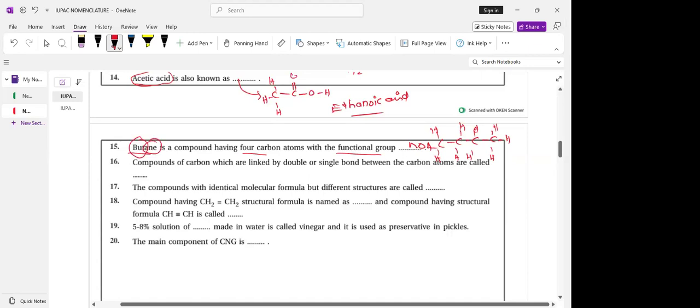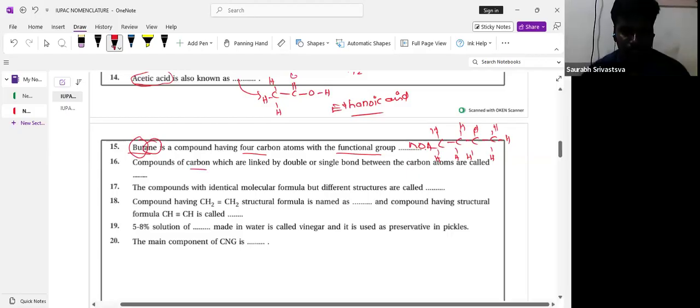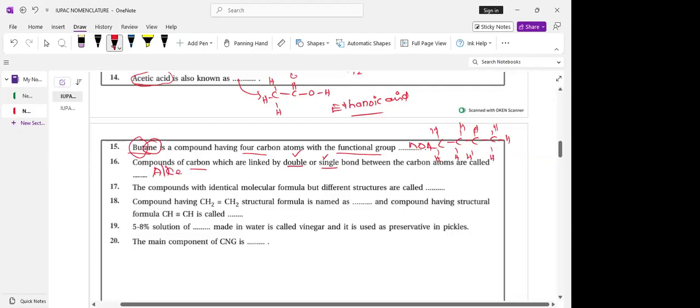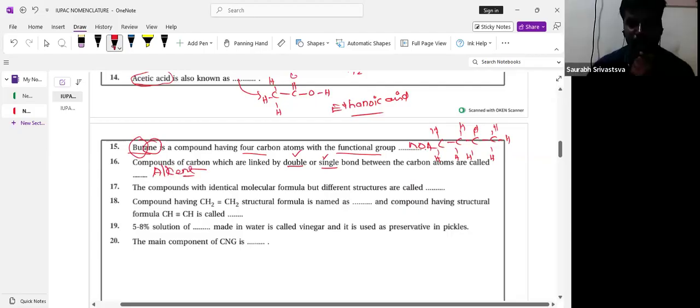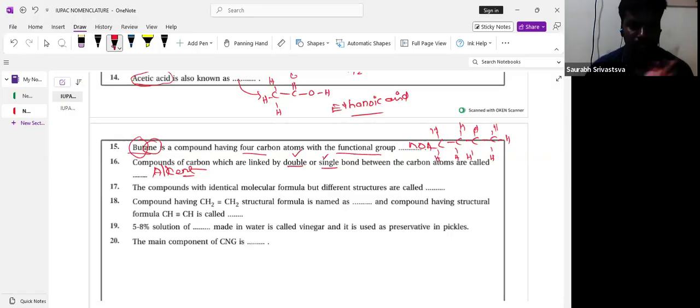So no functional group. The compounds of carbon which are linked by a double or a single bond between the carbon atoms is called? Double bond also is there, single bond also is there. Then what is the name we can call it as? Alkene. If it is double bond, it means alkene only we will say. So that is the name.